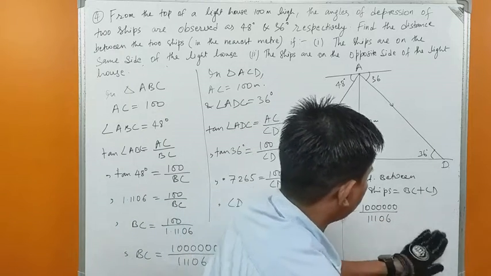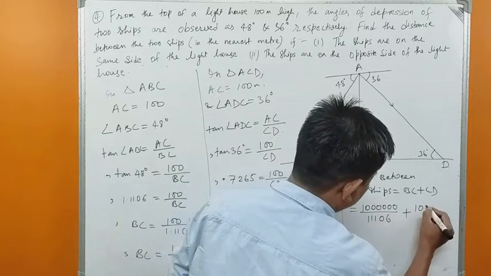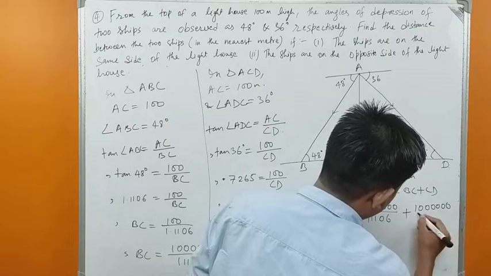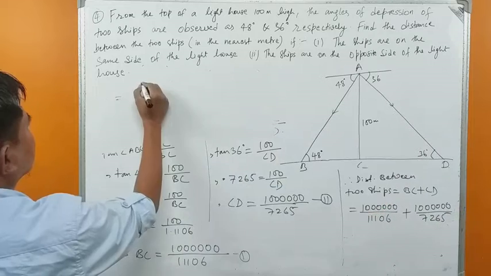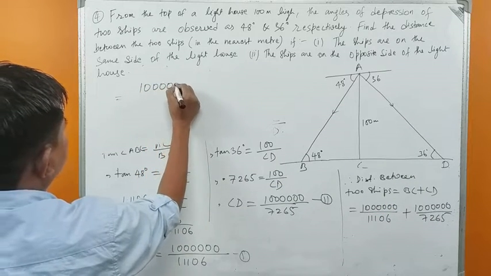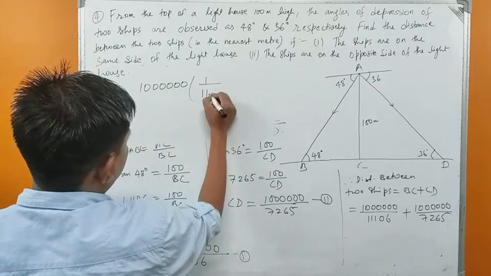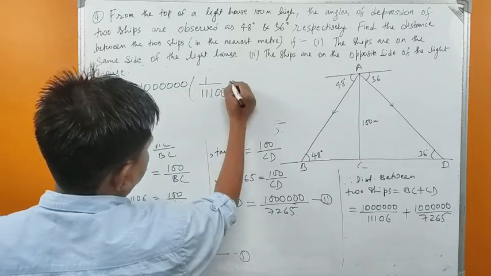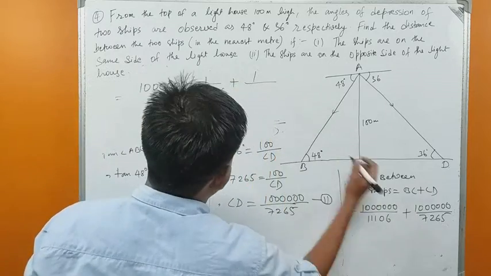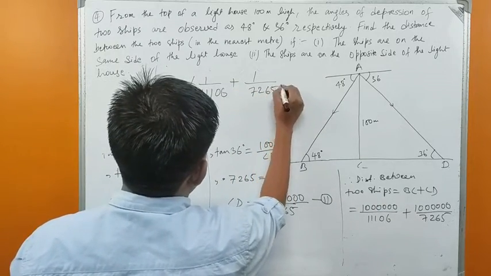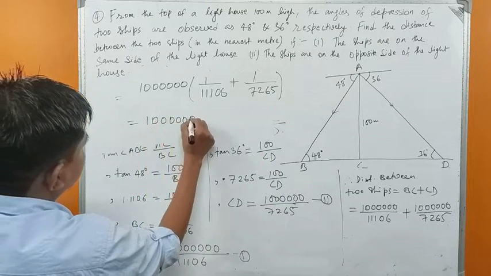11106 plus 1 followed by 6 zeros divided by 7265. The 1 followed by 6 zeros is taken common. Now within the bracket remains 1 upon 11106 plus 1 upon 7265, with the common factor taken out, so 1 remains in the numerator. So this gives us the 1 followed by 6 zeros times the bracket.